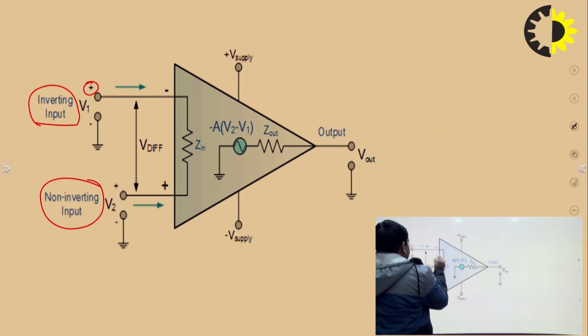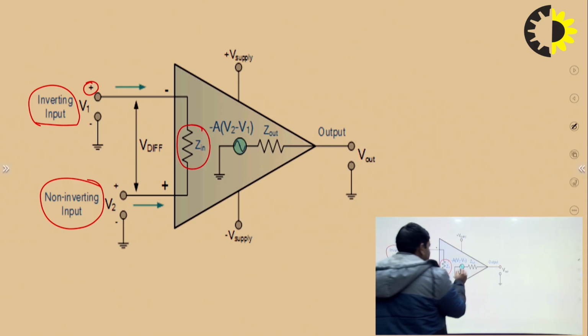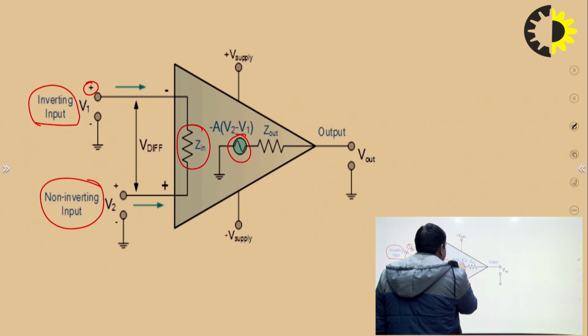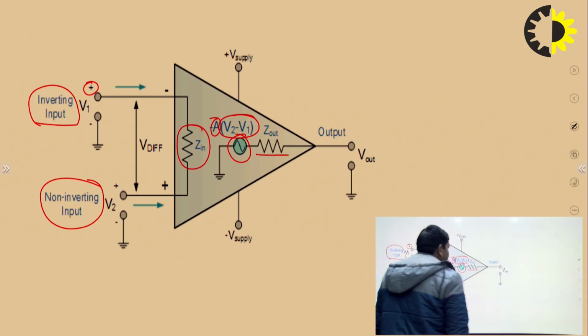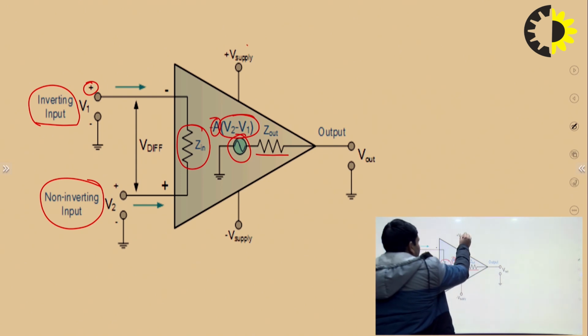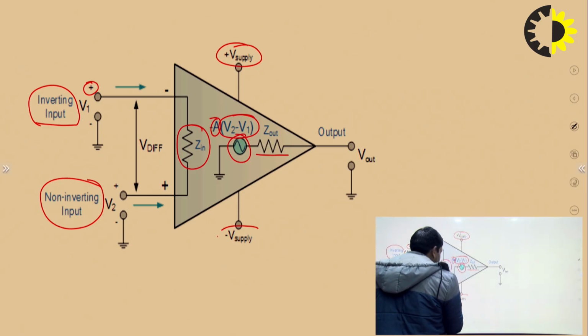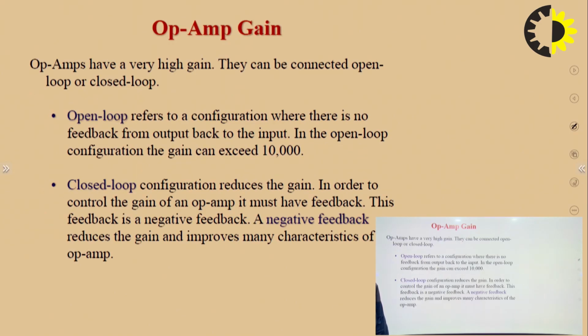This is the input impedance of the op-amp, and this is the output voltage. Because this is a difference amplifier, it has V2 minus V1 with a gain A, and this is the output impedance. So, this is the internal diagram of that particular op-amp, with plus V and minus V as the supply for biasing the op-amp.